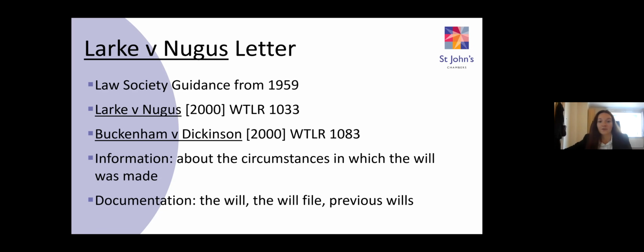However, from the perspective of the will preparer answering the request, two key issues arise: privilege and confidentiality. In Larkin-Nugis, the preparer of the will also was an executor, and so the deceased solicitor-client privilege vested in him, and he could have chosen to provide the requested information and documentation. However, in Buckingham and Dickinson, it was held that the preparer of the will, who was not also an executor, should nonetheless have provided a statement as to the circumstances in which the will was made.